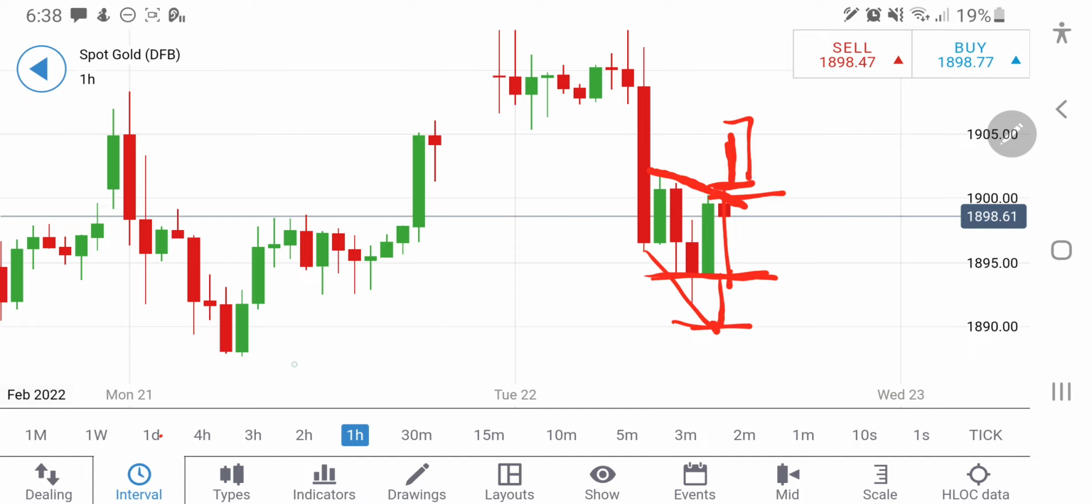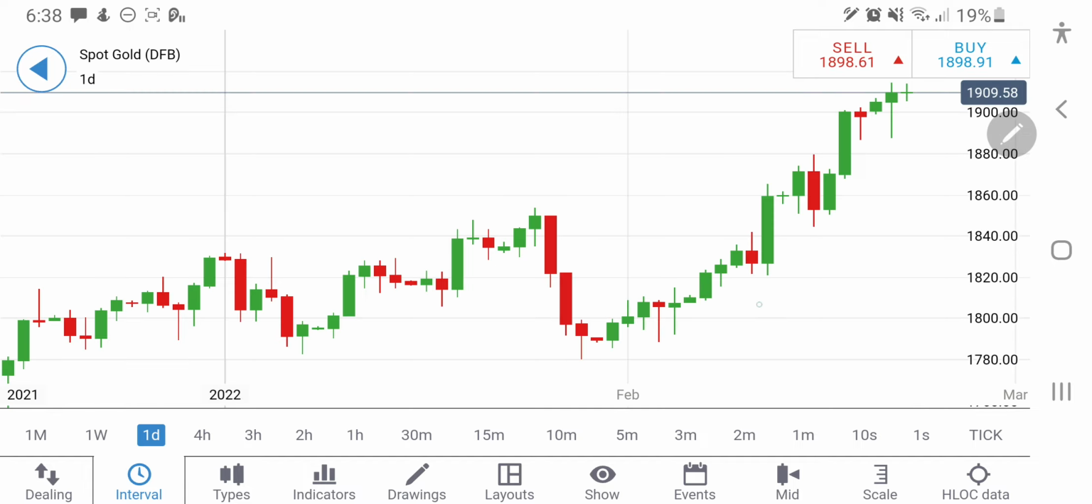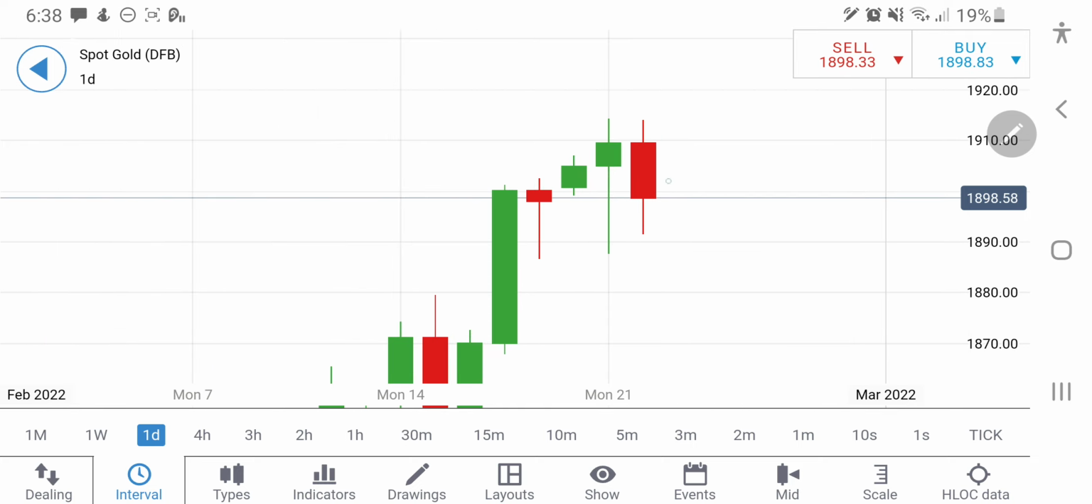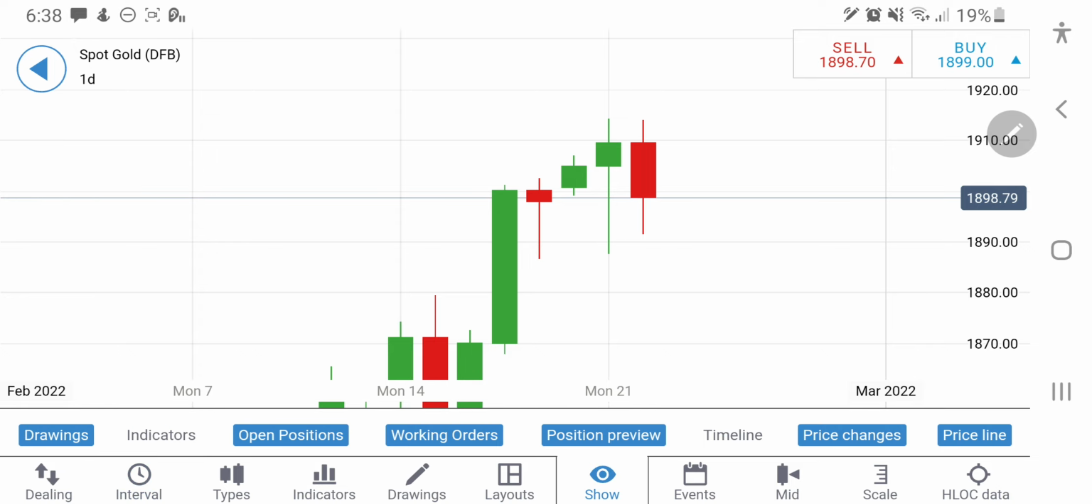Now coming back to the daily charts, let's have a look at the daily charts. The candle is red, with lower highs and higher lows right now, confined within these levels. Probably it can sustain these lower highs and higher lows and won't break these. But let's have a look at the indicators.